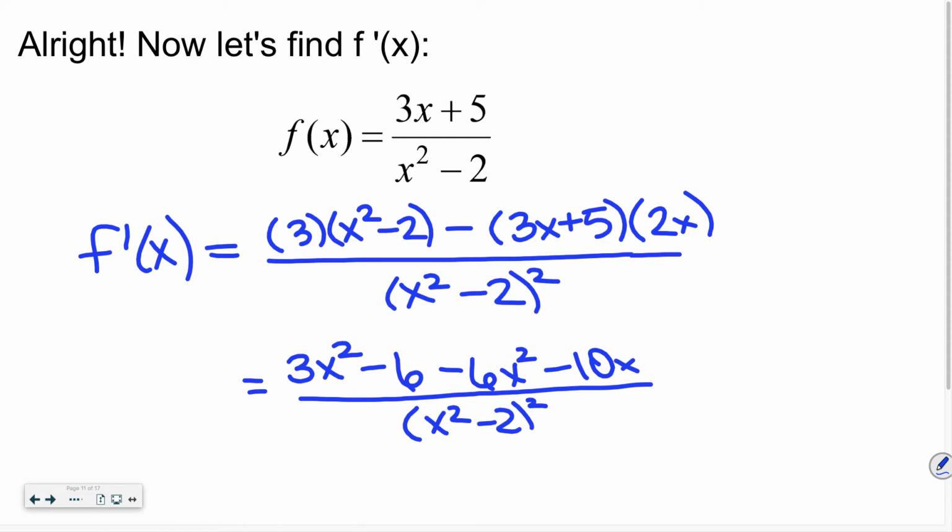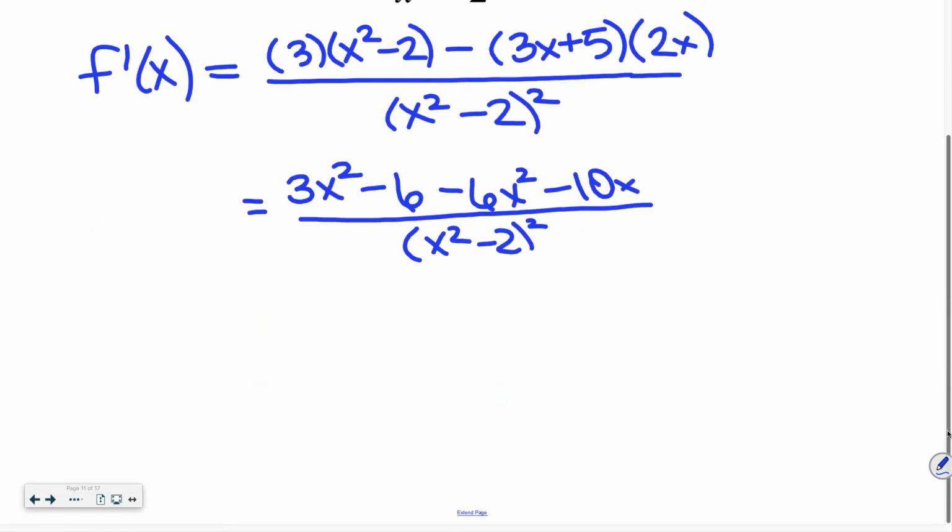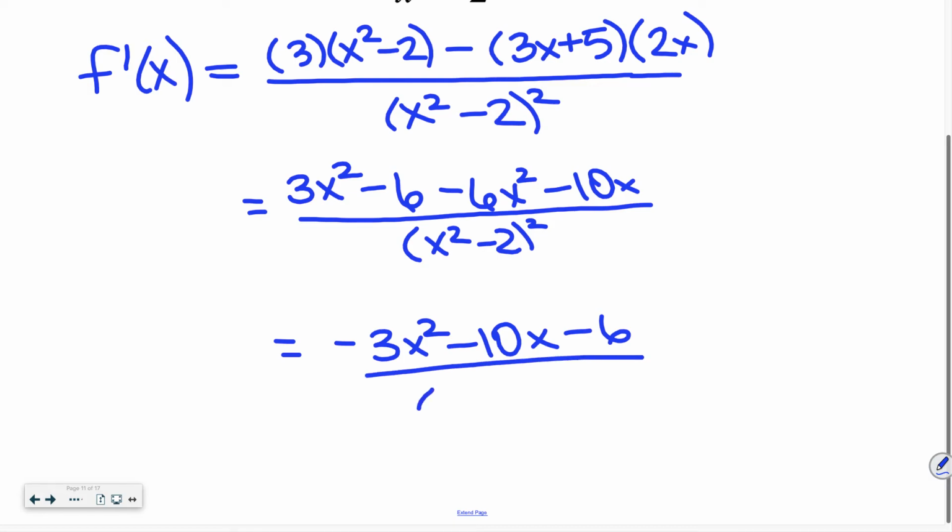And just making it look pretty, we would have negative 3x squared minus 10x minus 6 over (x - 2) squared. That would just be making it look nicer, which is what the book is going to do with their answers. If you have this right here, I'm pretty happy.